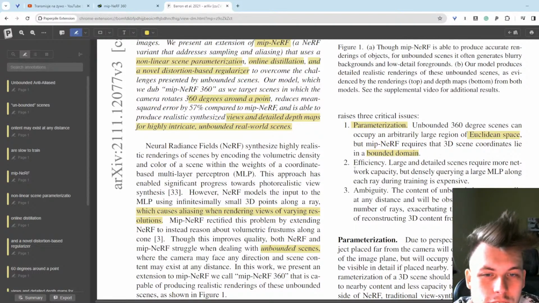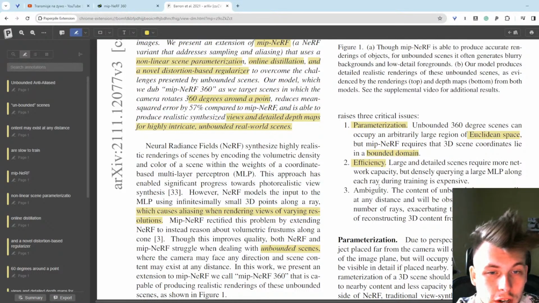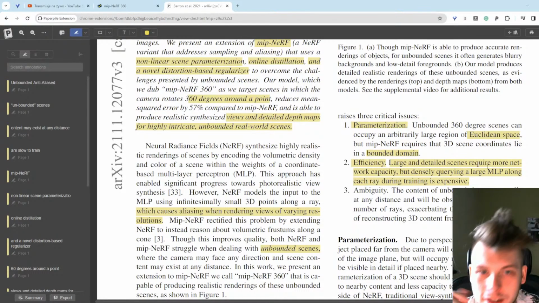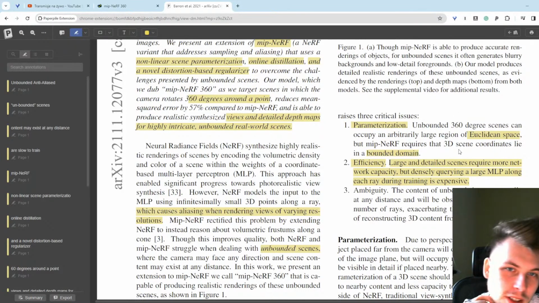Then there is the efficiency issue. Large and detailed scenes require more network capacity, but densely querying a large MLP along each ray during training is expensive. I mean, that's kind of the statement that NeRFs are not necessarily efficient, which is of course true, but I don't think this particular solution in the end ended up being specifically efficient.